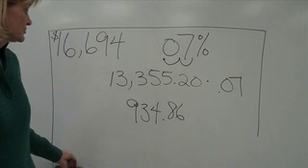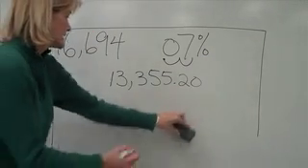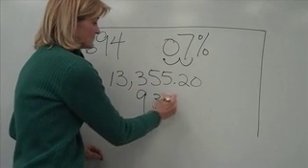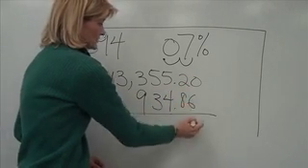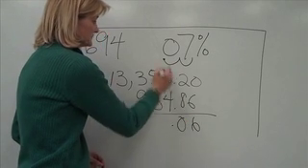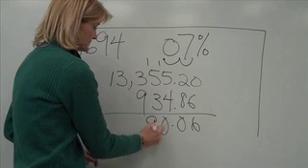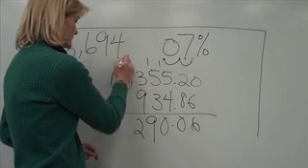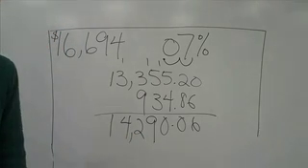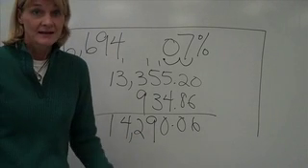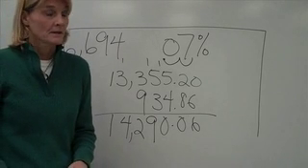That's how much we're going to have to pay in addition to the sale price. So let's add these two together. Let's erase that part. $934.86. Okay, that's 6, 10, that's 10, 6, 7, 8, 9, and that's 12, and that's 4. $14,290. That's how much we have to pay with the discount and the tax.